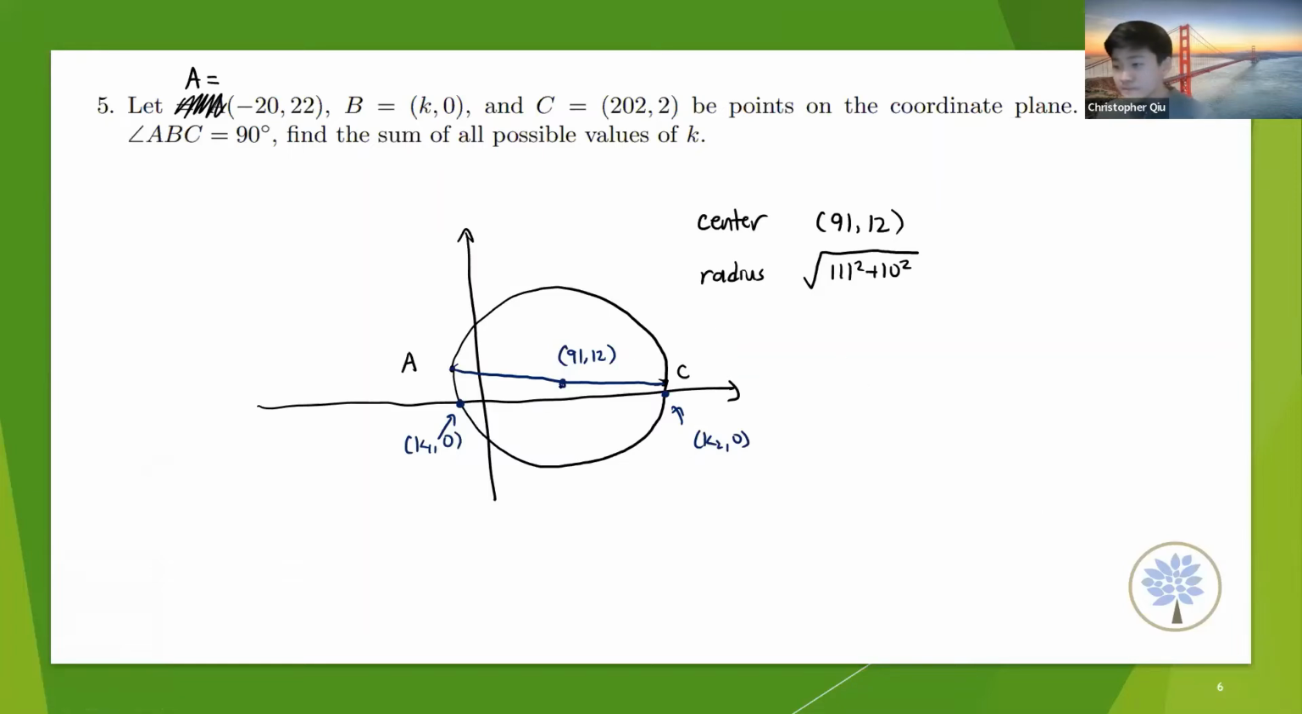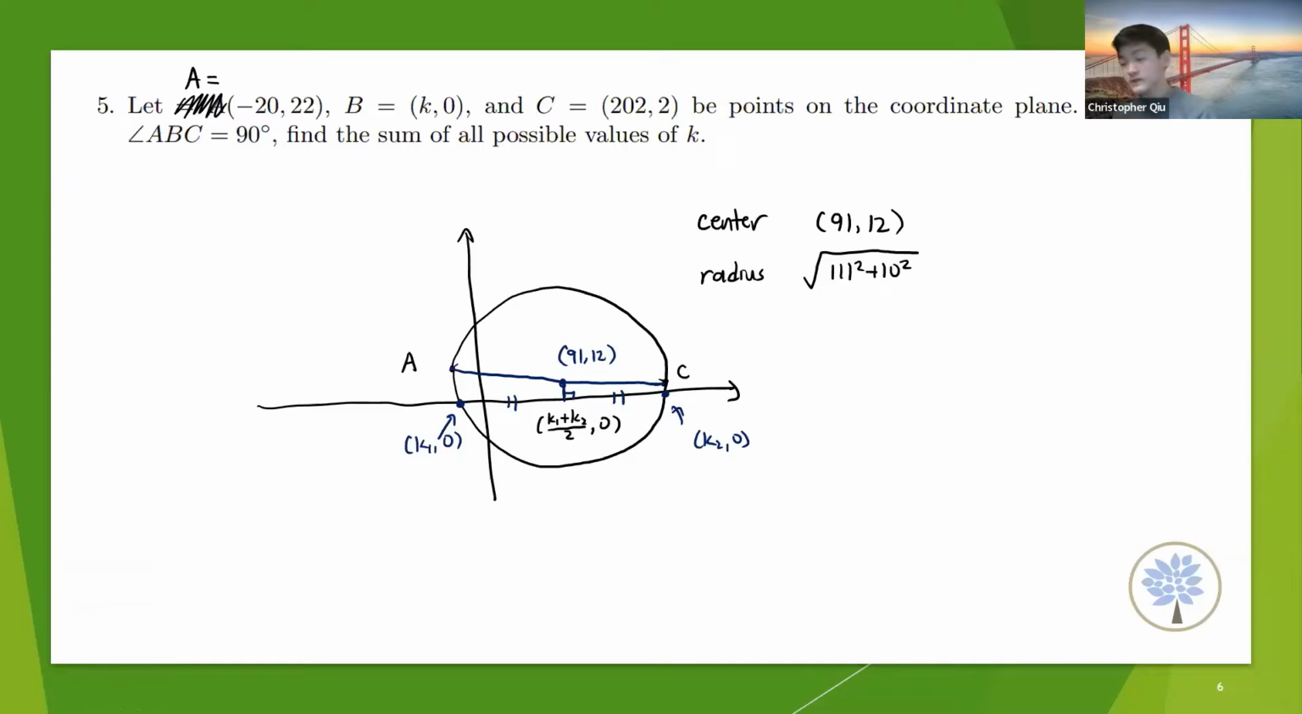One thing we can notice is that since 91, 12 is the center of the circle, we can drop an altitude to the x-axis, which is a secant because it cuts out a chord. And since we're dropping an altitude from the center of a circle to a chord of the circle, this foot of the altitude splits this chord into 2 equal segments. And so these 2 segments are equal. And then what this means is that this point is k1 plus k2 over 2, the average of the 2, 0.